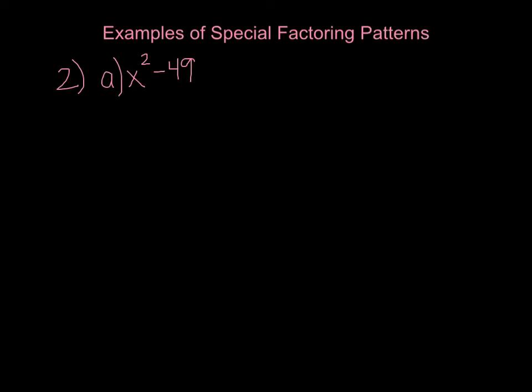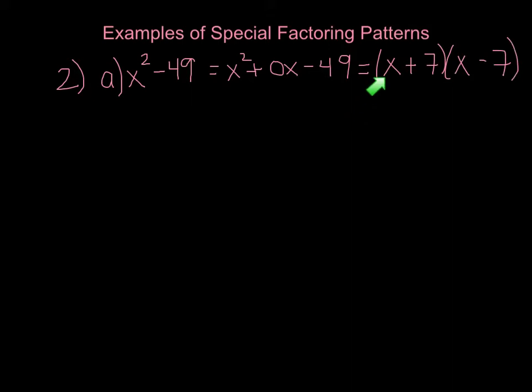Okay, let's look at some examples of special factoring patterns. In 2a, we give you the binomial x squared minus 49. Another way you could think of this is as x squared plus 0x's take away 49. So what I noticed is that we've got one perfect square here, another perfect square here, and they're separated by minus, so it's the difference of two squares. And so it factors into x plus 7 times x minus 7.